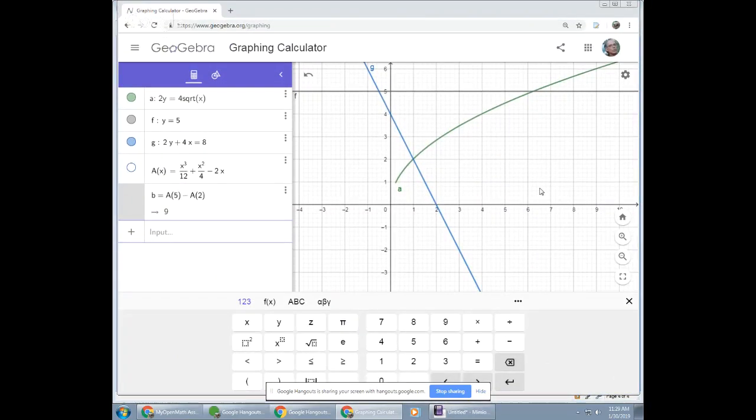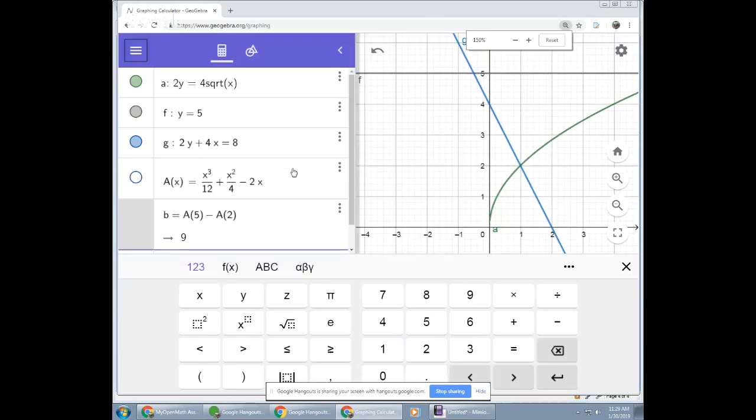So if my setup is good, then I should be all right. I got an antiderivative of x cubed over 12 plus x squared over 4 minus 2x. I had to put x's here because GeoGebra and Desmos only do functions of x. So y cubed over 12 plus y squared over 4 minus 2y. Then I plugged in my 5 to that, subtract, plug in my 2, and the end result is 9. So the area should be 9 there.